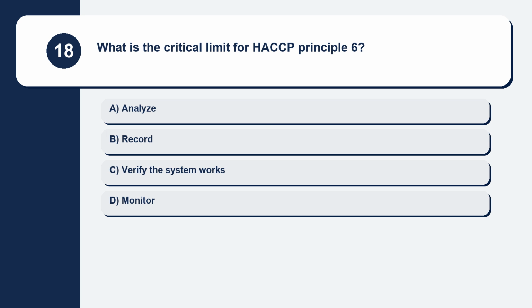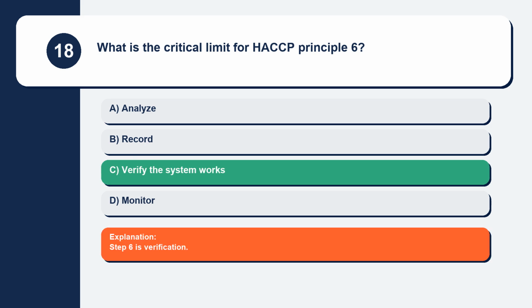Question 18. What is the critical limit for HACCP Principle 6? Analyze, record, verify the system works, monitor. Step 6 is verification.